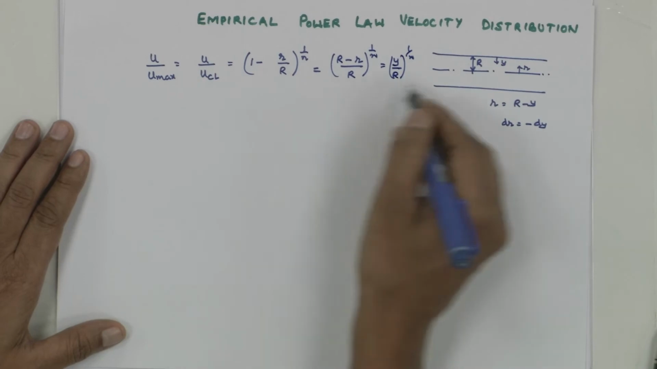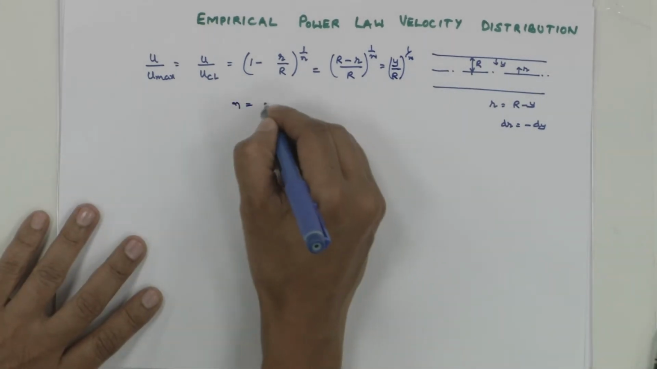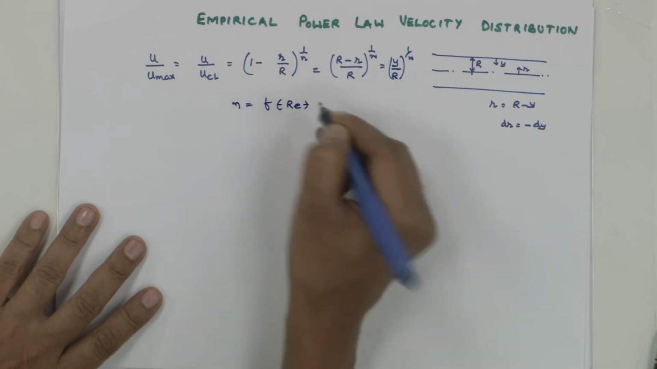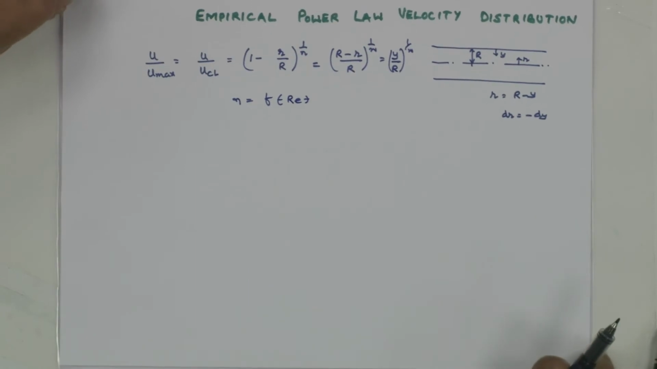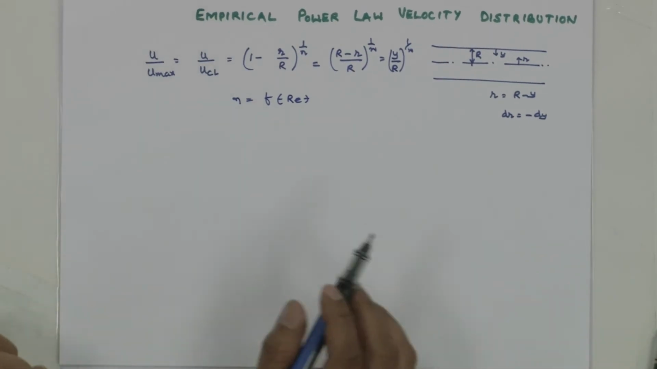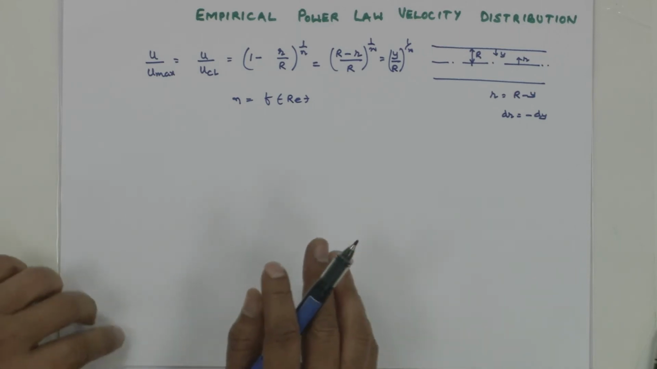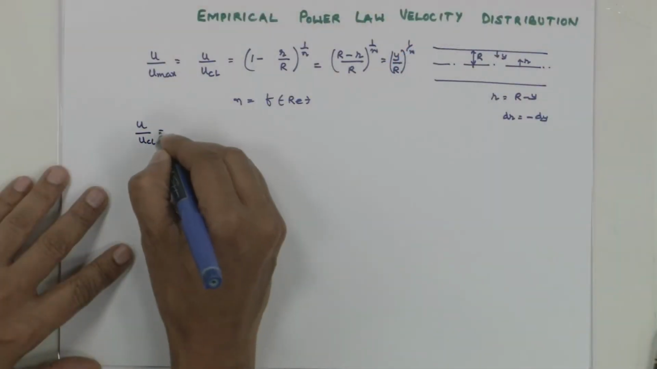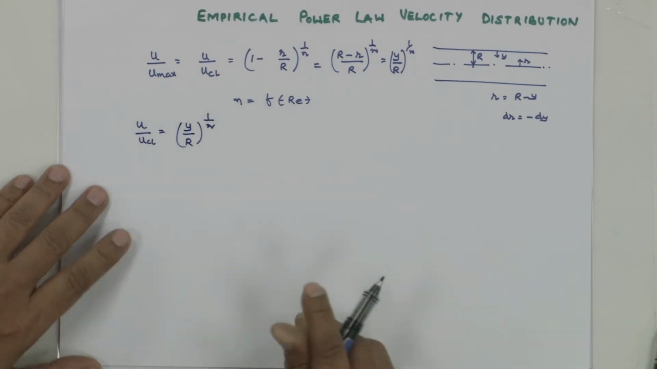This is experimentally found, and n is a function of Reynolds number, but actually it is a function of epsilon by d also. If surface roughness is there, it depends on epsilon by d also, but generally we ignore that and take n as a function of Reynolds number alone. So u upon u center line is equal to y by R to the power of 1 by n.